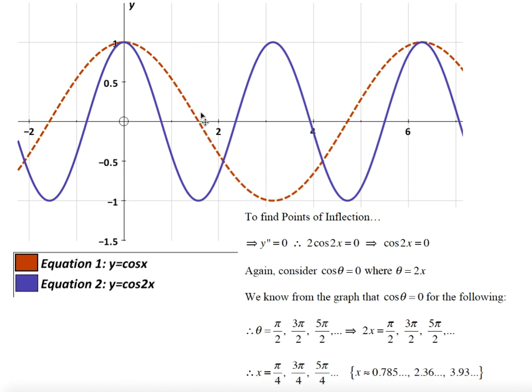Because if this is pi over 2, because it is, half of that's going to be actually pi over 4, which explains that. And then if this guy here is 3 pi over 2, because it is, half of that will bring you back to 3 pi over 4, that kind of thing. So it should match up.